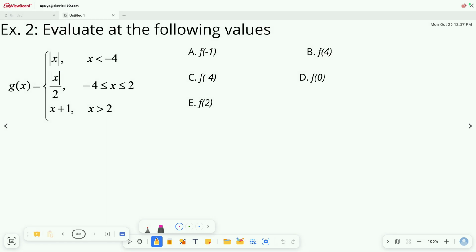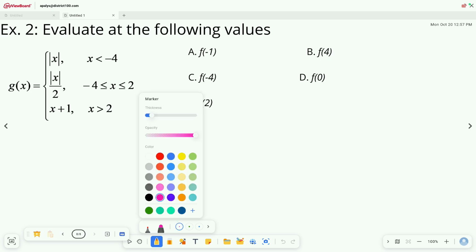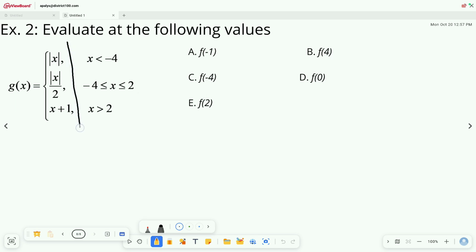Okay, again, tip number 1. I don't know if you were here for my tips. My strong tips are first to draw a line between the expressions and the inequalities that tell you what x's we're going to use. Okay? Then x is less than a negative 4. Is negative 1 less than negative 4? No, negative 1 is not less than negative 4.